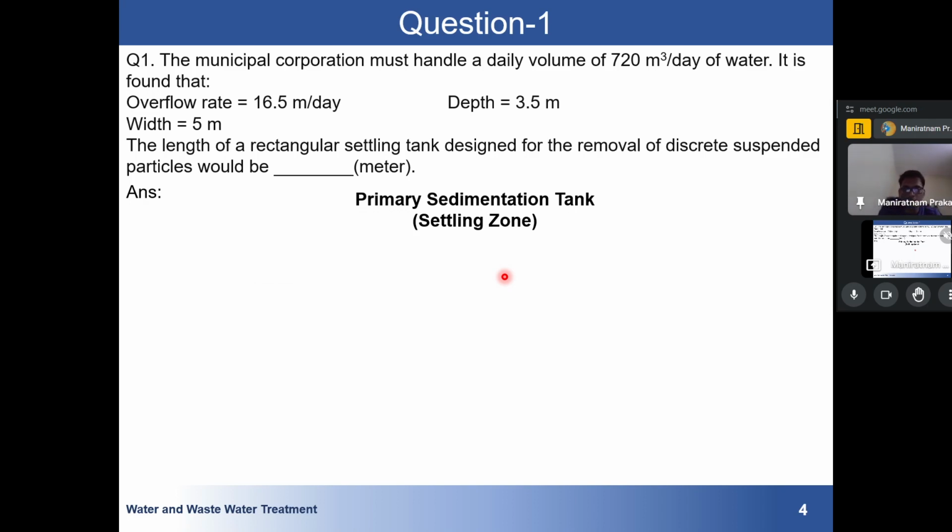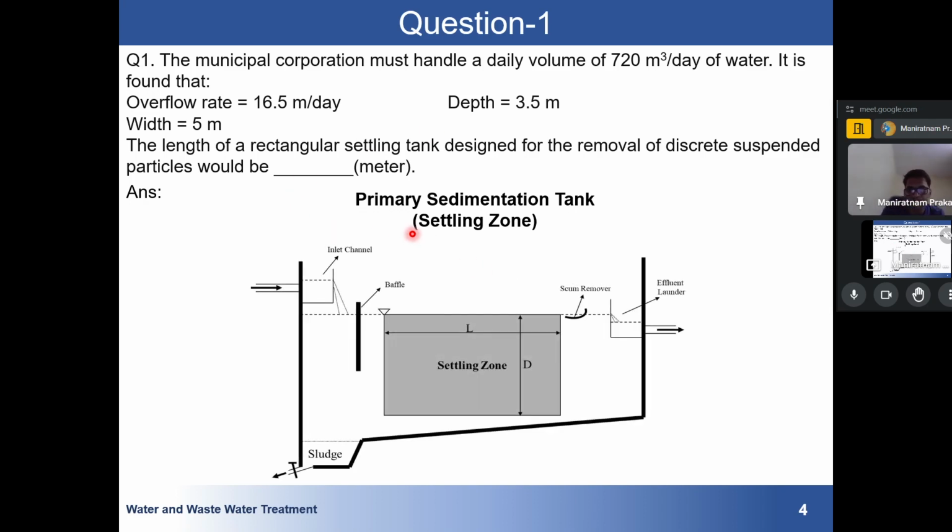Sorry. So coming to the first thing, what is this primary sedimentation tank? This is a sedimentation tank which consists of a settling zone where all the suspended particles settle and are removed from our system.